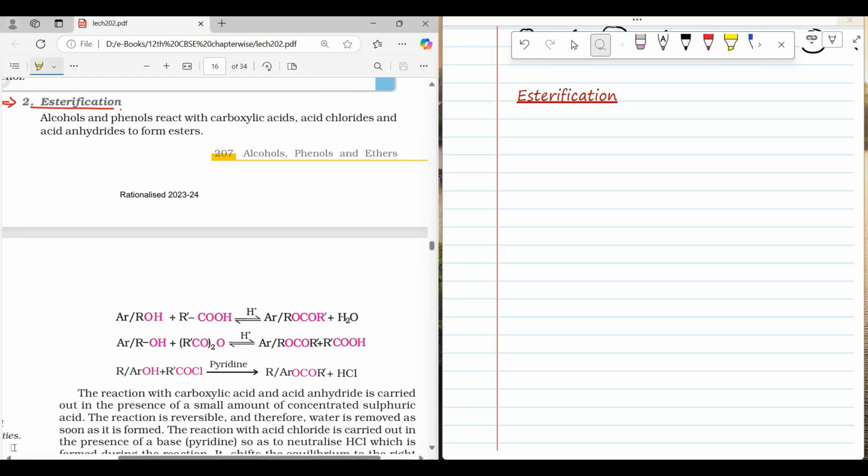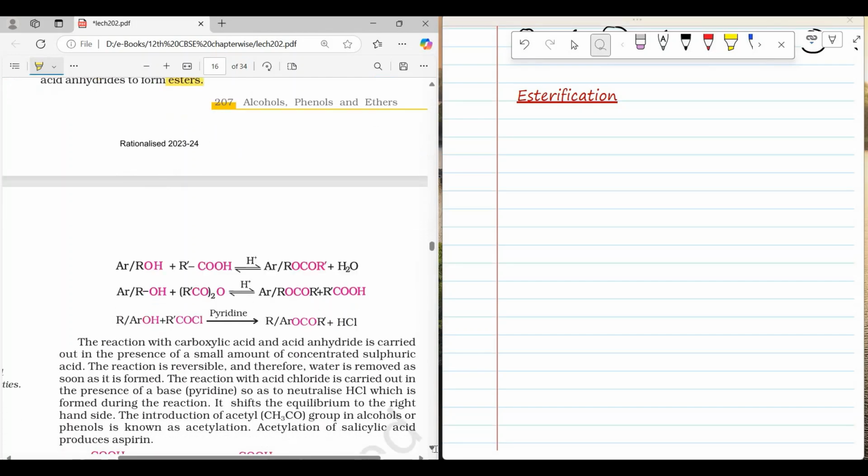Today we are going to discuss esterification. Alcohol and phenols react with carboxylic acid, acid chlorides and acid anhydrides to form ester. Now let's observe the reactions.